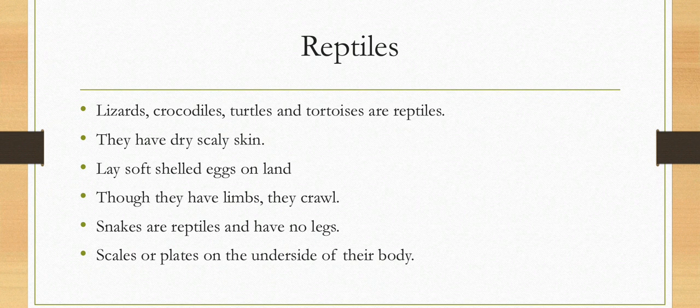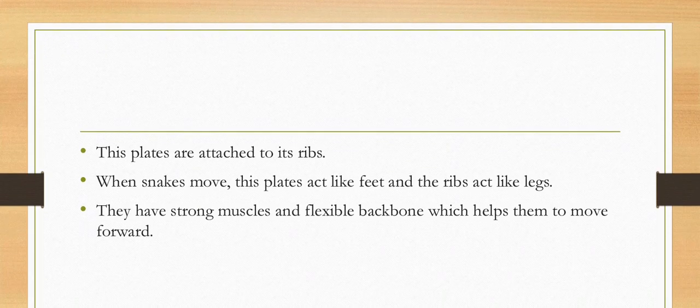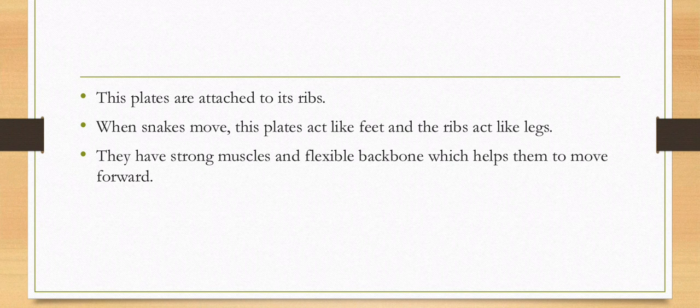They have scales or plates on the underside of their bodies, not on the upper side. These plates are attached to their ribs. Snakes have ribs, and these scales are attached to them. When snakes move, these plates, which are attached to the ribs, act like feet, and the ribs act like legs.